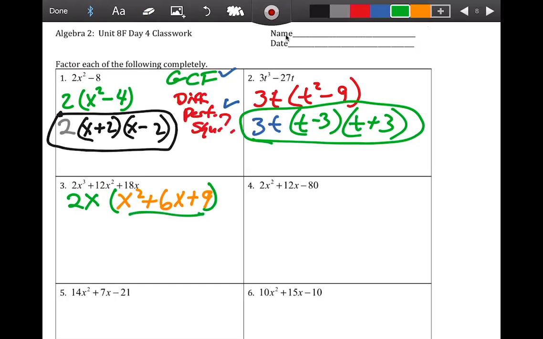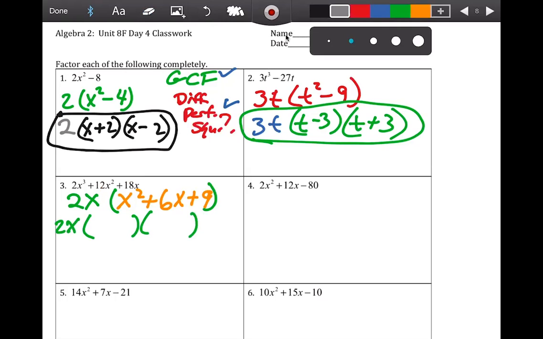Okay, so we got another trinomial. We got the GCF out of there. So that means we need to factor this with a product sum. How do I know it's not grouping? Because there's a 1 in front of my x squared. So I'm going to go straight to product sum.